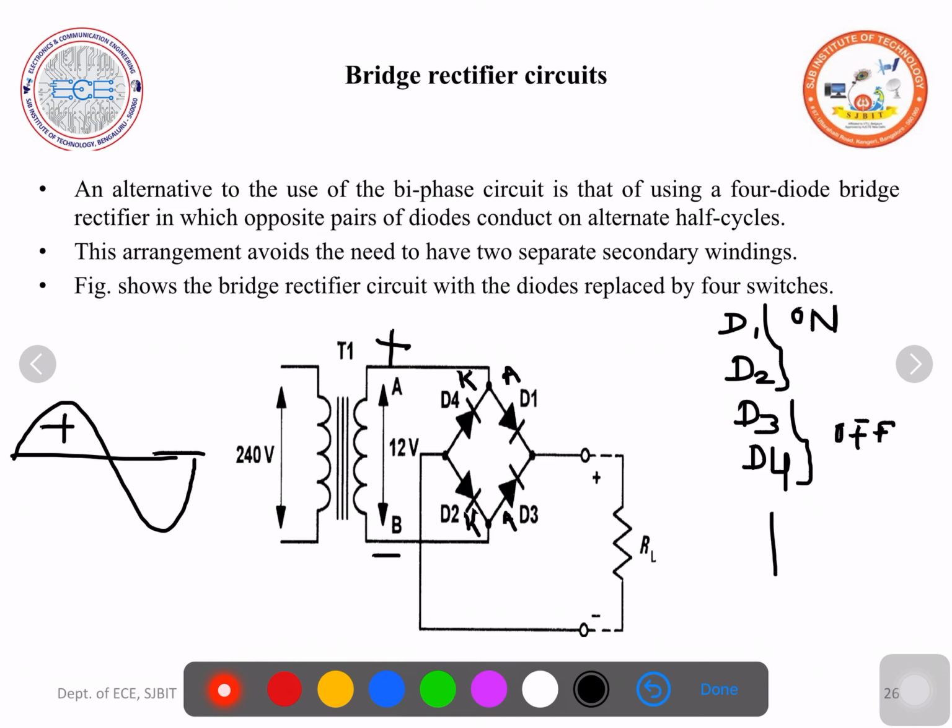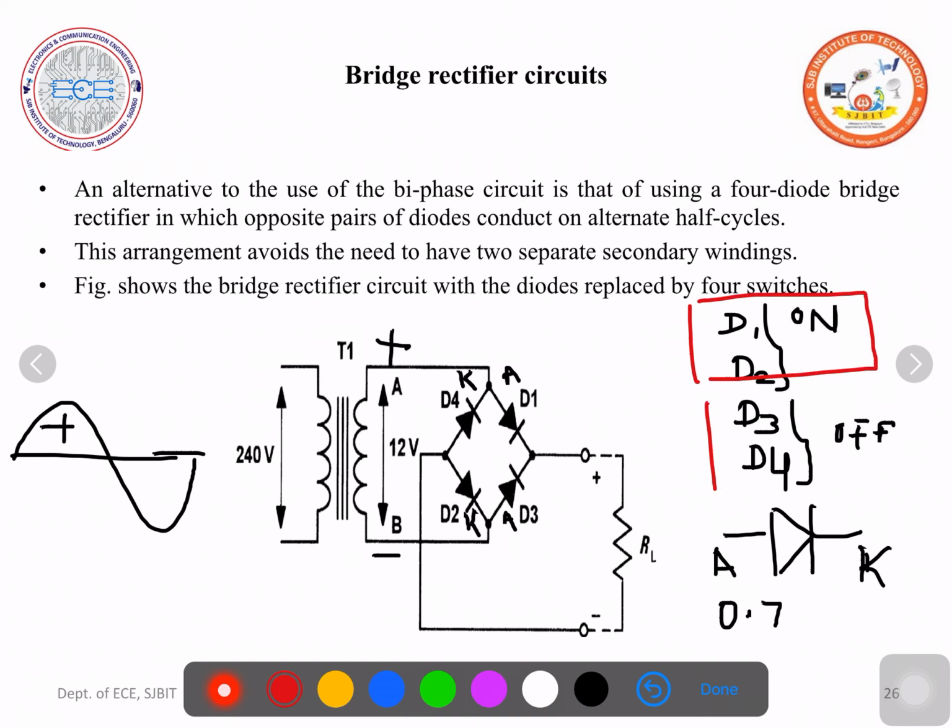A diode is said to be forward biased when the potential at the anode is more positive than the cathode. I repeat, a diode is forward biased when the anode potential is greater than the cathode potential. How much greater? The anode should always be 0.7 volts more positive than the cathode for a silicon diode. For a germanium diode, the anode should be 0.3 volts more positive than the cathode. So during the positive half cycle, D1 and D2 are on, D3 and D4 are off.